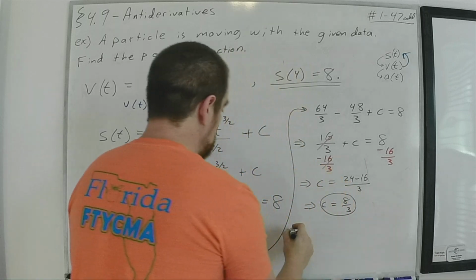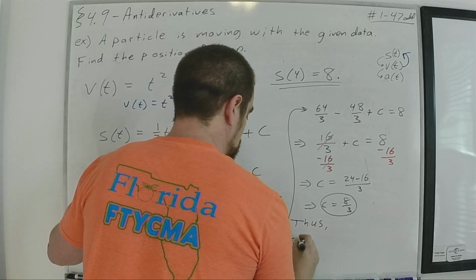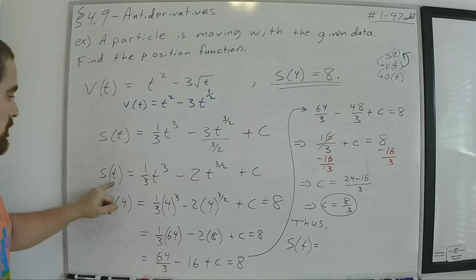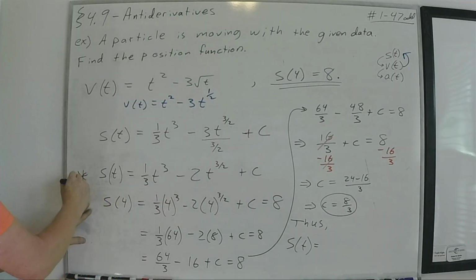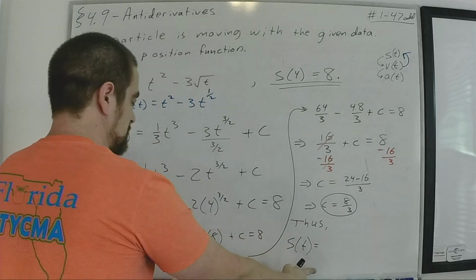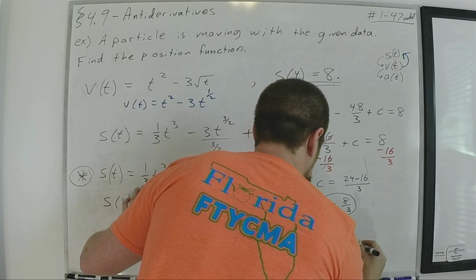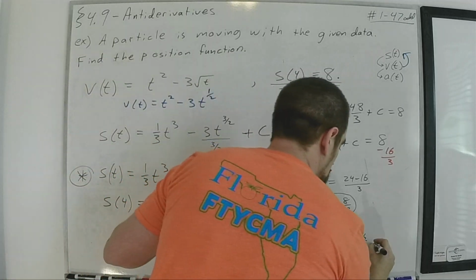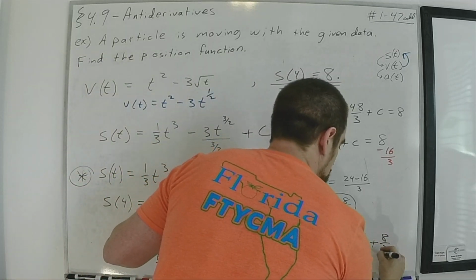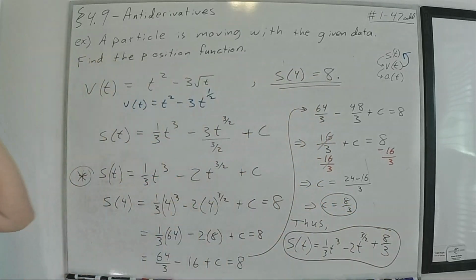So I'm going to take that information and bring back my position function. Thus, s of t must equal, now much more specifically without the general plus c, I don't want the general form, I want the very specific function, 1/3 t cubed minus 2t to the 3/2, or you could return it back to that radical notation if you like. But I'm not going to write plus c anymore because I have very specifically found what my constant is. It must be 8/3.